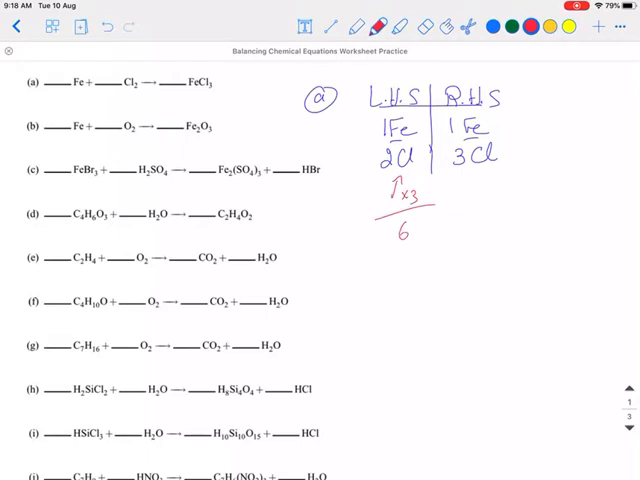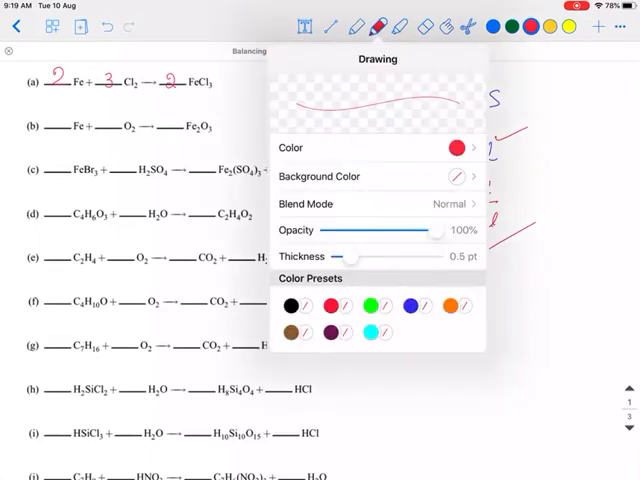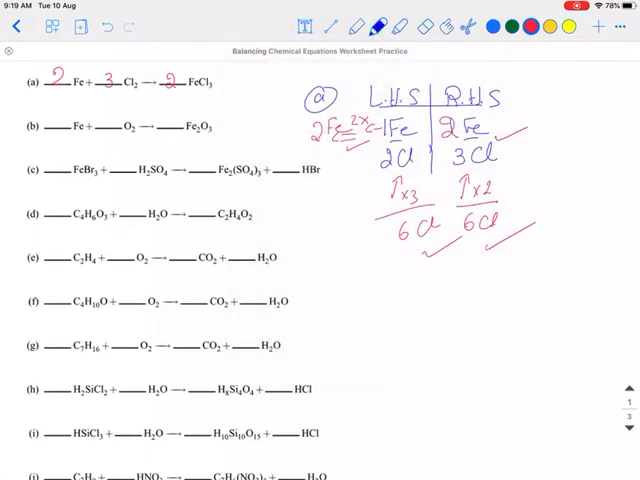I will make them the same by multiplying this by 3, this will be 6Cl. Multiply this by 2, this will be 6Cl. So this is 3 and this will be 2. When I did this, I changed the number of Fe on the right hand side to be 2. They are not equal. To make them equal, simply I multiply this by 2 to be 2 Fe. Now let us check. 2 Fe on the left hand side, 2 Fe on the right hand side, 6Cl, and the equation is balanced. Let us move to practice another equation, part B.